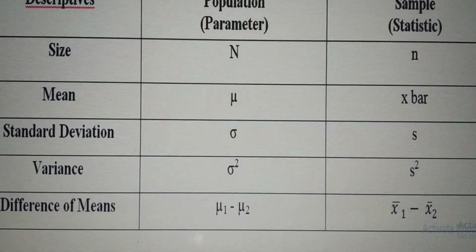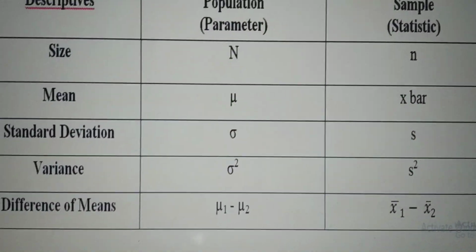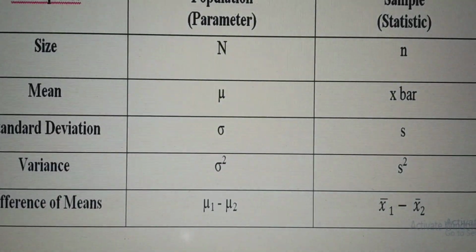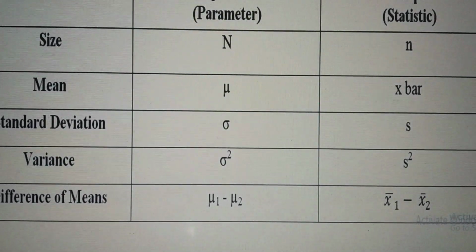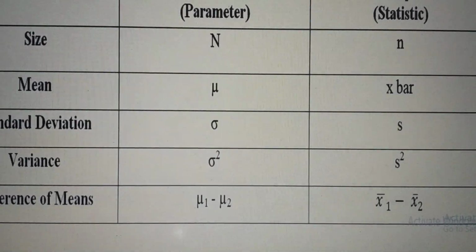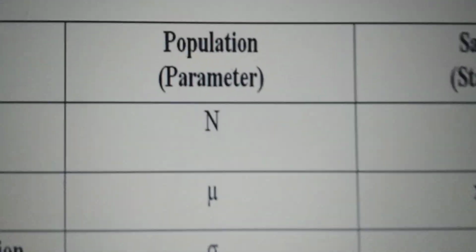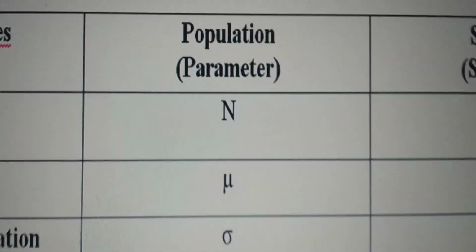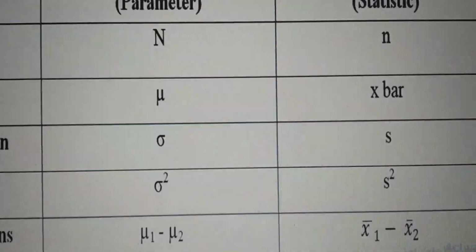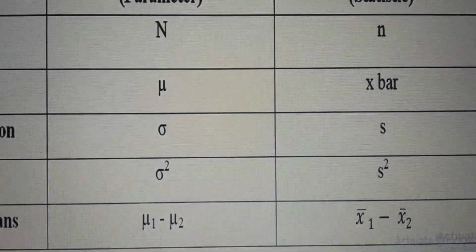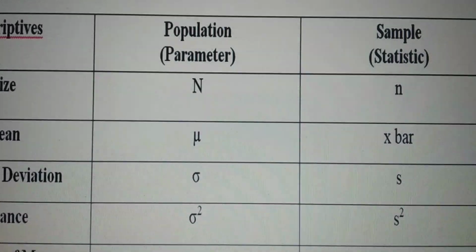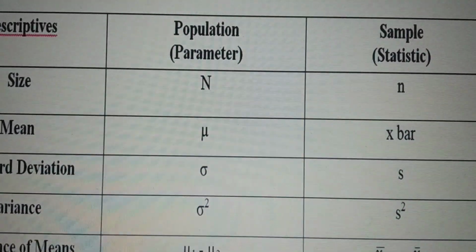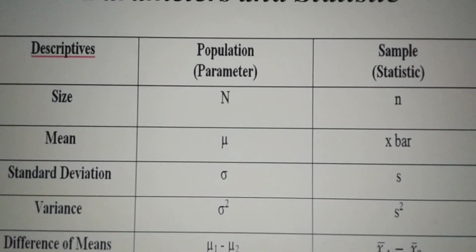Whereas for the differences of means, the population parameter will be mu1 minus mu2 and the sample statistic will be x bar 1 minus x bar 2. Now what do we mean by the words parameter and statistic? These are describing a population or a sample. Population descriptives are known as parameters and sample descriptives are known as statistics.